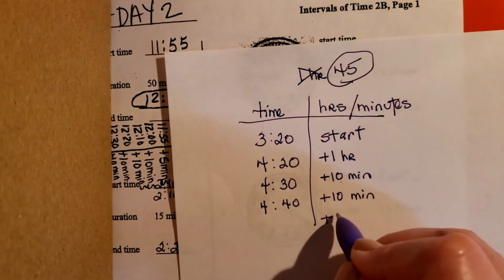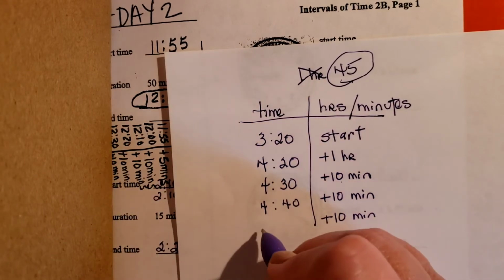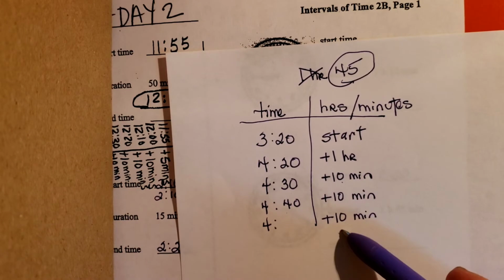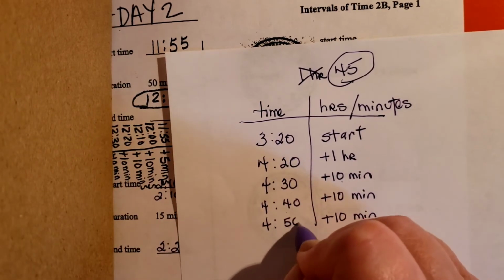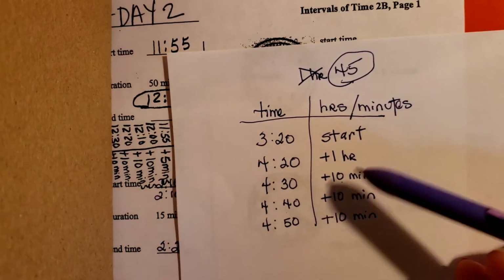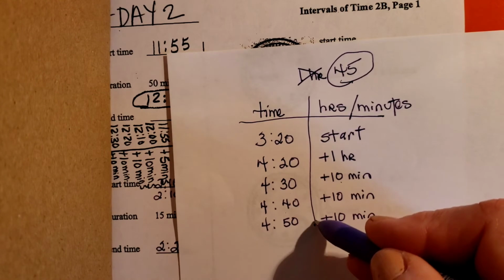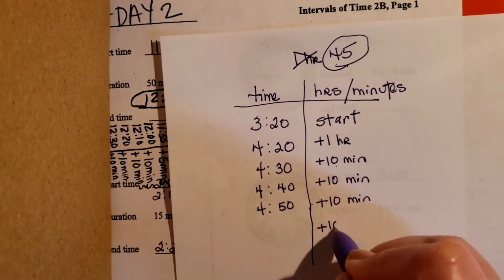I didn't add enough minutes yet. I'm going to add another 10 minutes, I'm sorry. Hour stays the same. 40 minutes plus 10 minutes is 50 minutes. So I added 10, 20, 30 minutes. I've got to get to 45, so I didn't add enough minutes yet. I'm going to go ahead and add another 10 minutes.